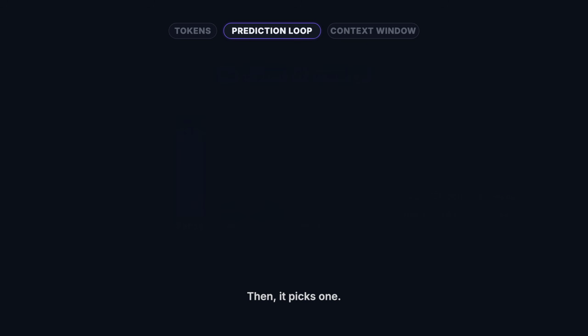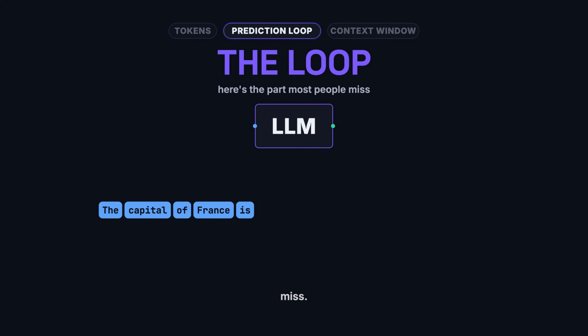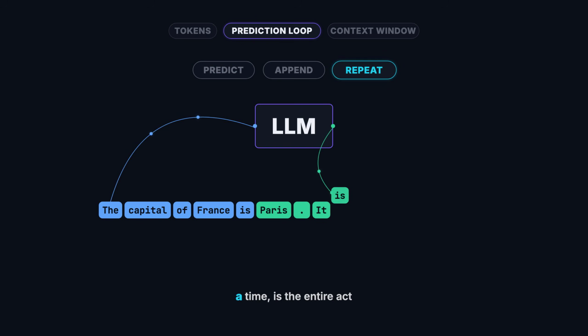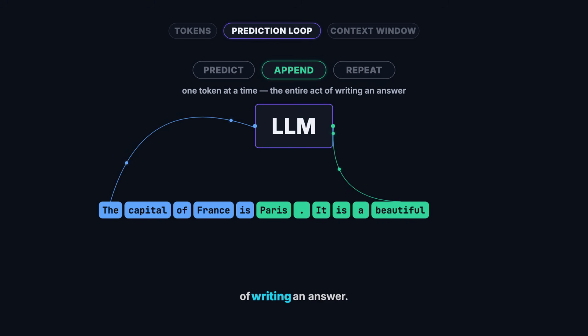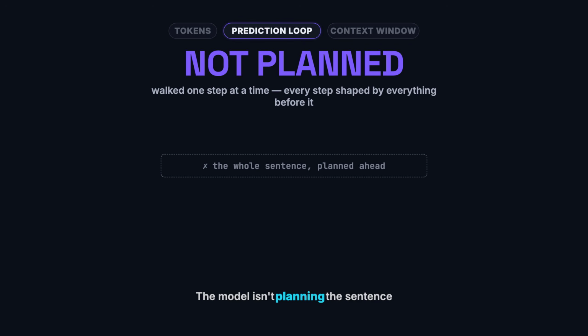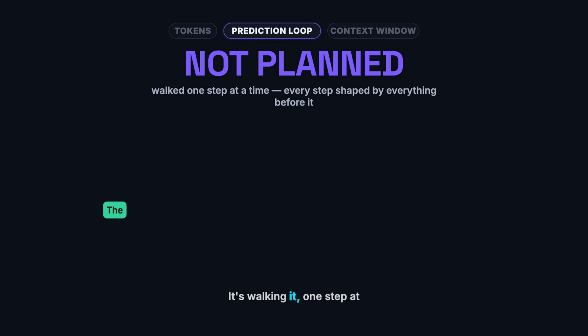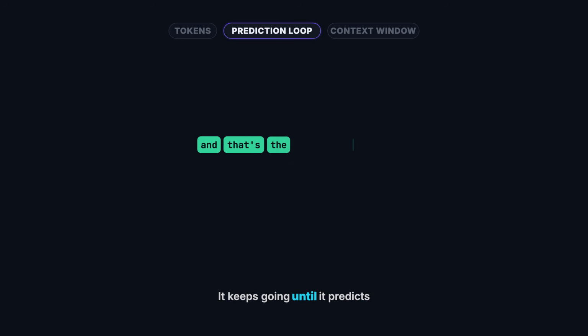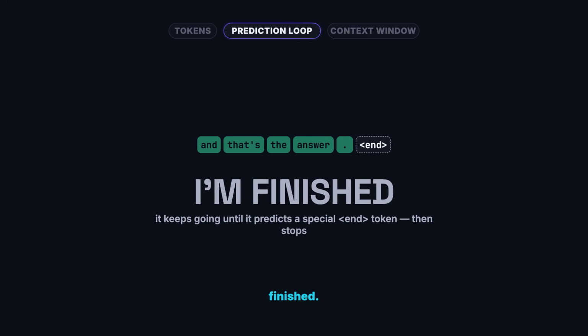Then it picks one. And here's the part most people miss. It glues that new token onto the end of your text, feeds the whole thing back in, and predicts again. Predict, append, repeat. That loop, running one token at a time, is the entire act of writing an answer. The model isn't planning the sentence ahead, it's walking it, one step at a time, and every step is shaped by everything that came before it. It keeps going until it predicts a special end token, its own way of saying, "I'm finished."